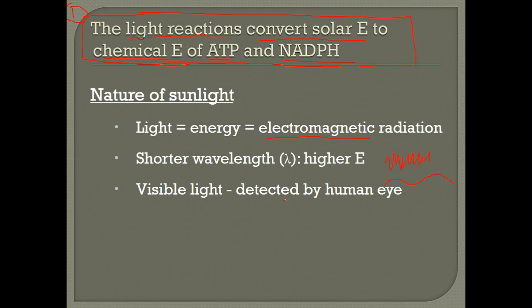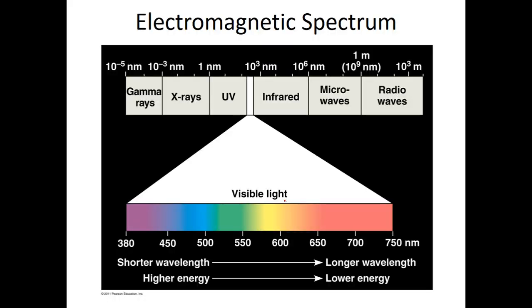Visible light. This is the light that's detected by the human eye. Of course, we tend to think about it because we can actually see it. Light itself can be reflected, transmitted, or absorbed. And if we take a look at the actual spectrum itself, you'll see that we're only talking about a very narrow area of the entire spectrum.